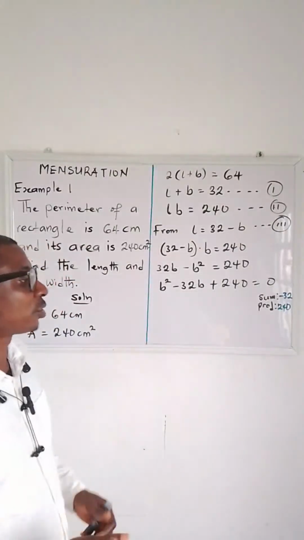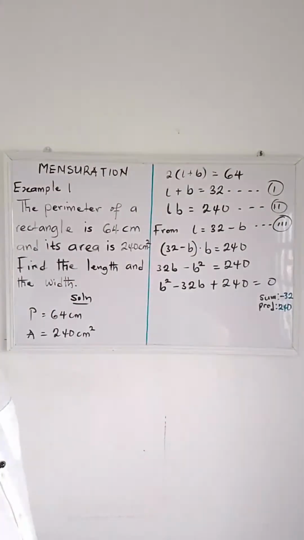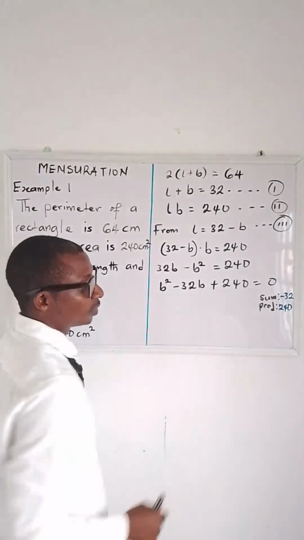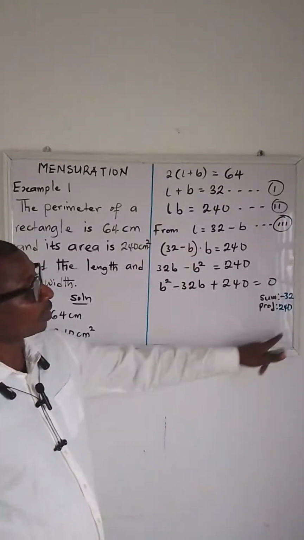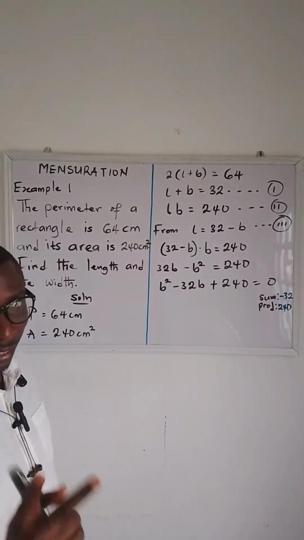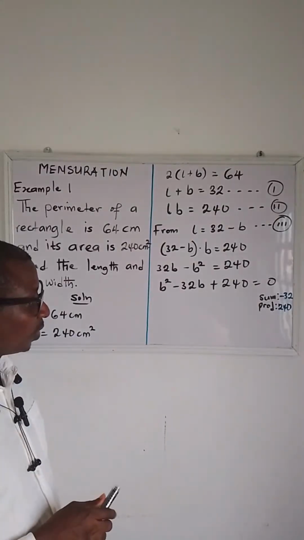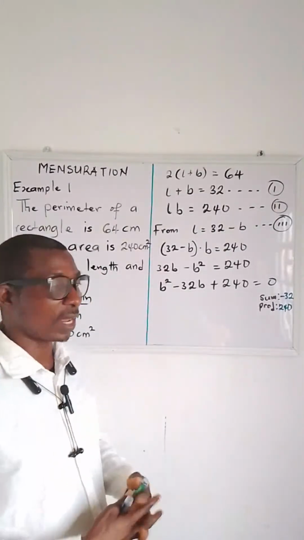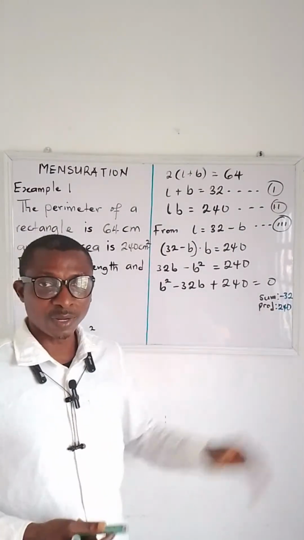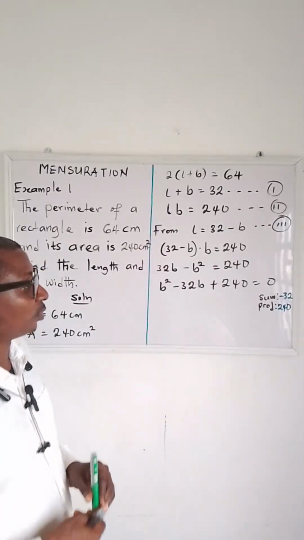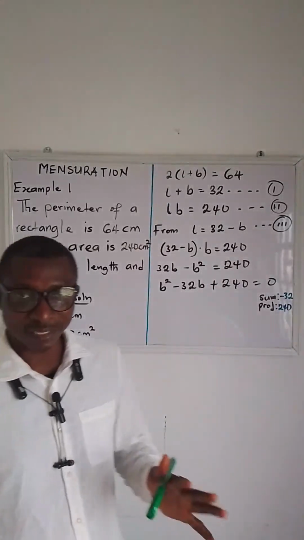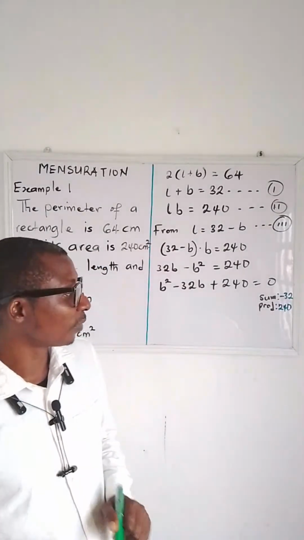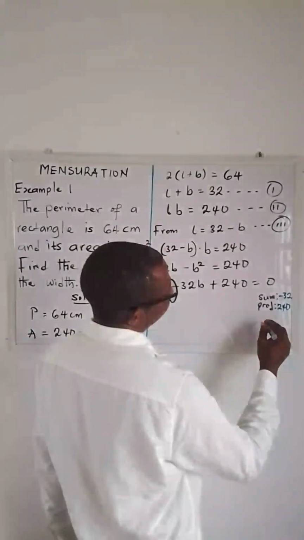All right. So now, what do we need? We need two numbers such that when we multiply together, you have 240, and when you add together, you have negative 32. So what are the two numbers? I want you to drop that in the comment section before I write it out. When multiplied together, you have 240, and when added together, we have negative 32. You should be able to do that smartly.